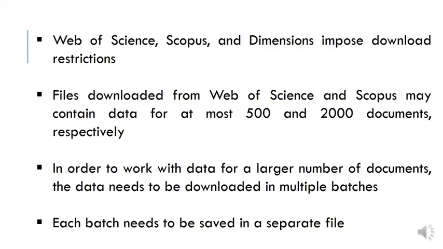Files downloaded from Web of Science and Scopus may contain data for at most 500 and 2000 documents, respectively. In order to work with data for a larger number of documents, the data needs to be downloaded in multiple batches. Each batch needs to be saved in a separate file.